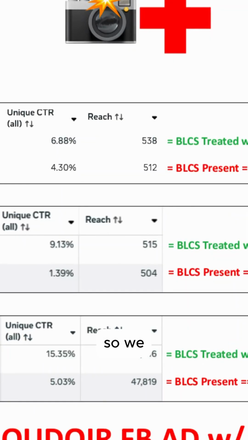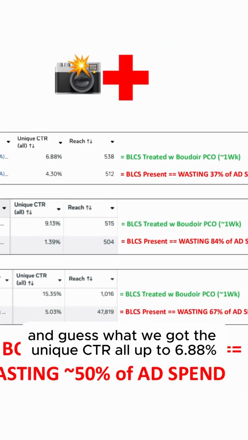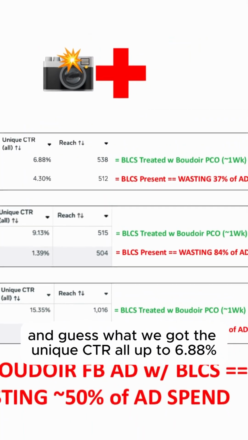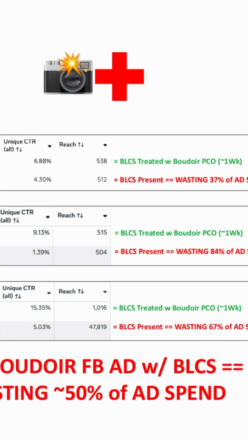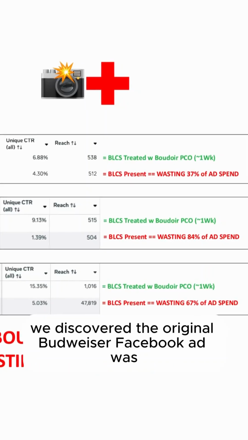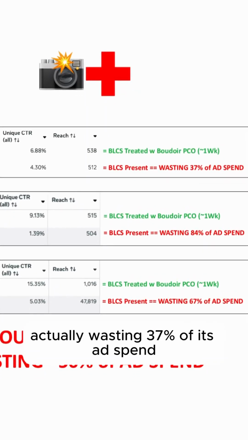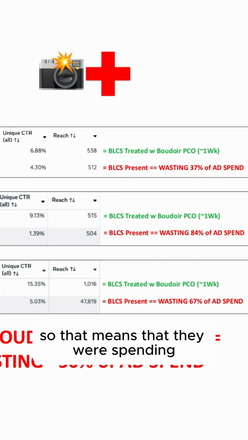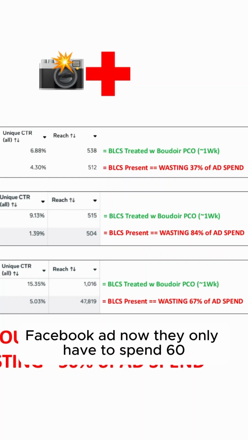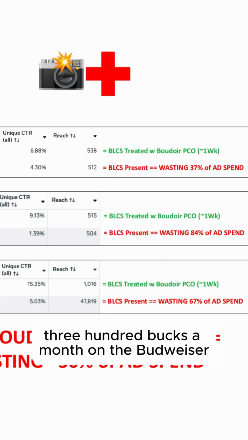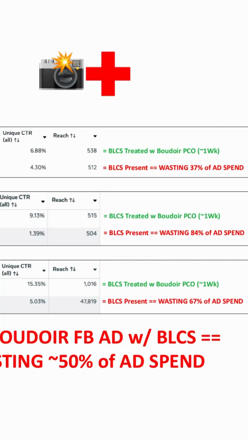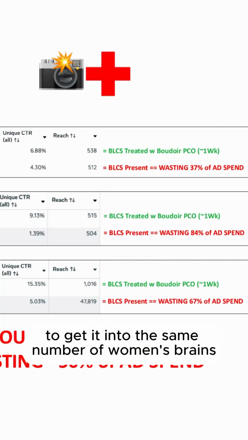So we got the treatment, treated with Boudoir Pico. It takes about a week. And guess what? We got the unique CTR all up to 6.88%. We discovered the original Boudoir Facebook ad was actually wasting 37% of its ad spend compared to what it could have been achieving. That means they were spending 10 grand a month on the original Boudoir Facebook ad. Now they only have to spend $6,300 a month on the Boudoir Pico treated ad to get it into the same number of women's brains.